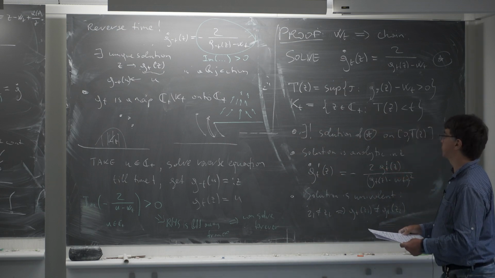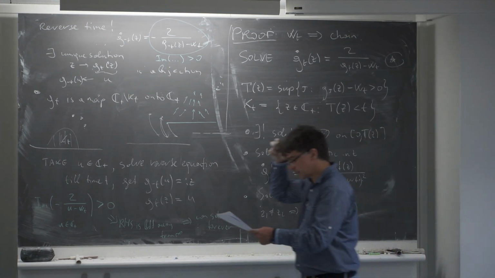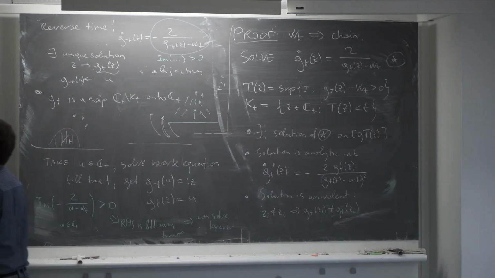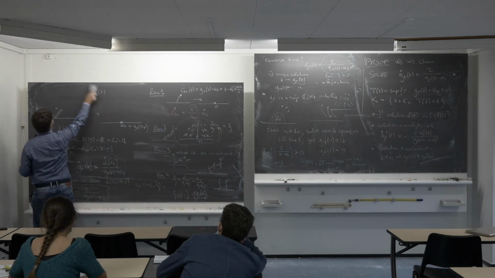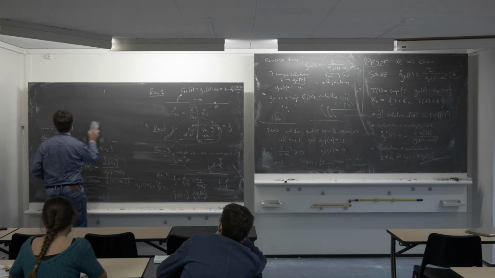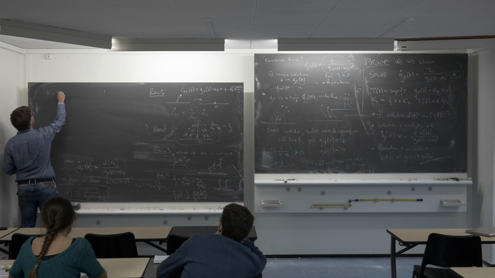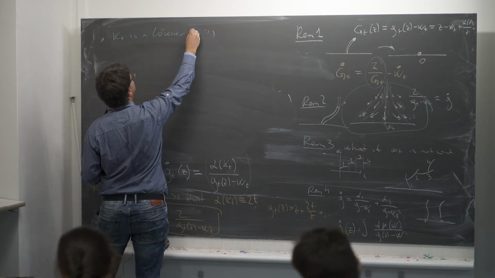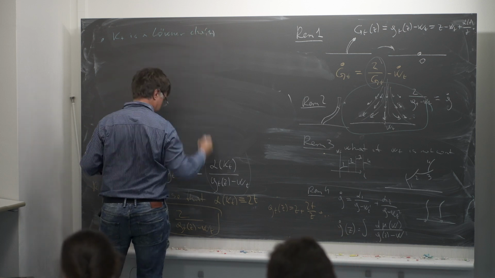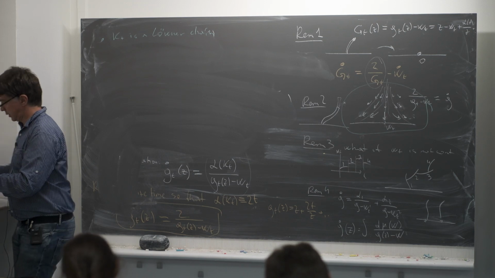Okay, what do I have to prove? Do I have to prove something? Yeah. So I have to show that K_t is a Loewner chain. So the set K_t is a Loewner chain. So that is basically easy enough.